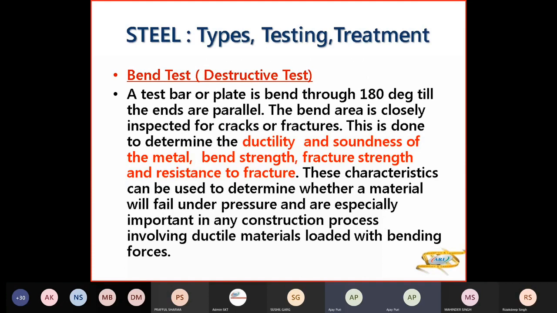So the test bar or plate is bent around 180 degrees till the ends are parallel, as I've explained in the diagram. So the bend area is closely inspected for cracks or fracture. So you determine your ductility and soundness of metal. You determine from your bend test fracture strength, resistance to fracture.